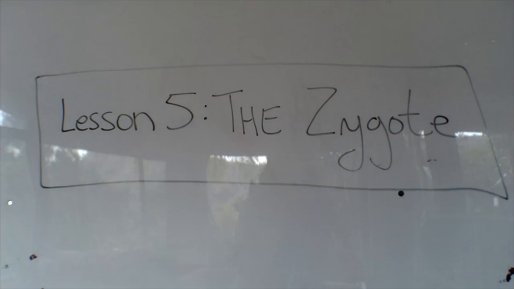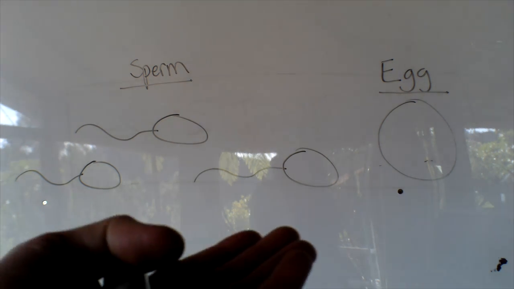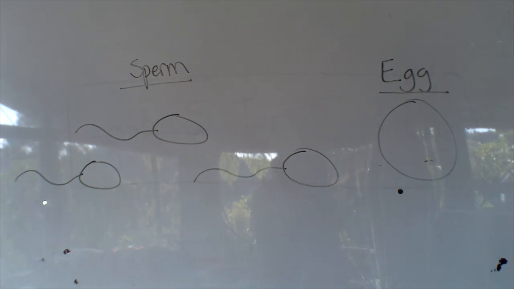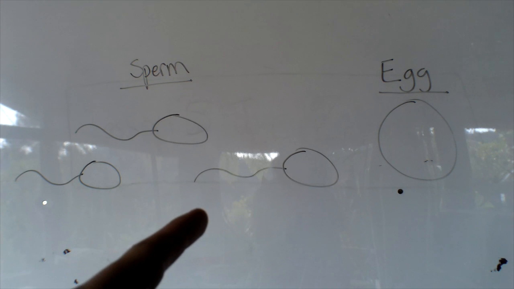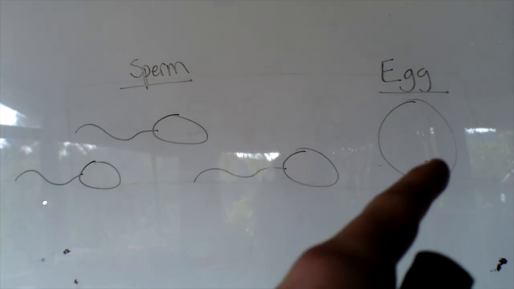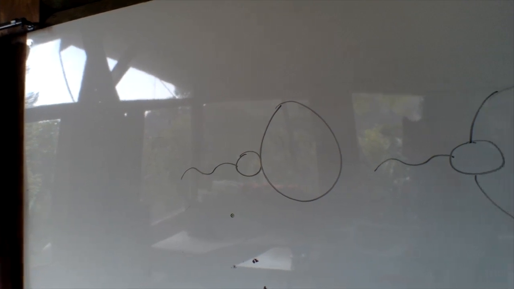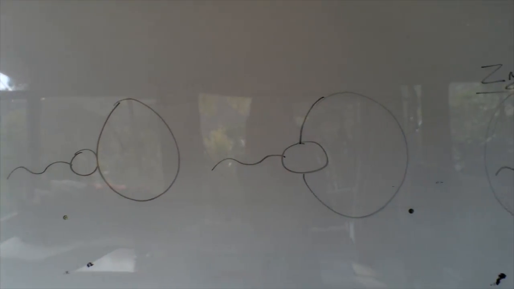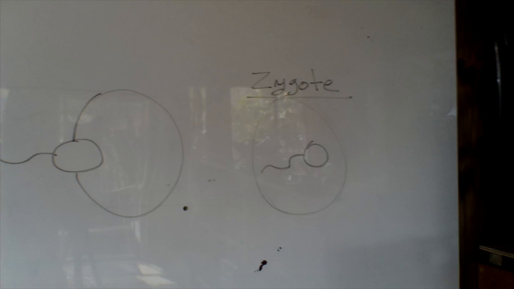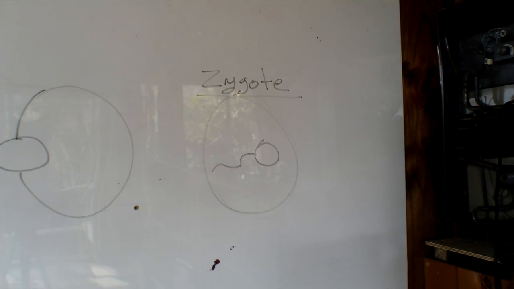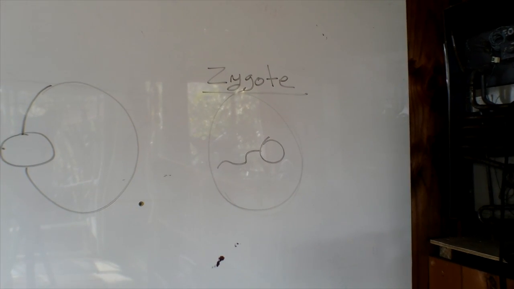Lesson 5, the zygote. So right down here we've got the sperm and the egg. So the male, the female. So we've got the sperm meeting the egg, sperm going inside of the egg, and then finally the sperm is inside of the egg. We've got the zygote, the moment of conception.